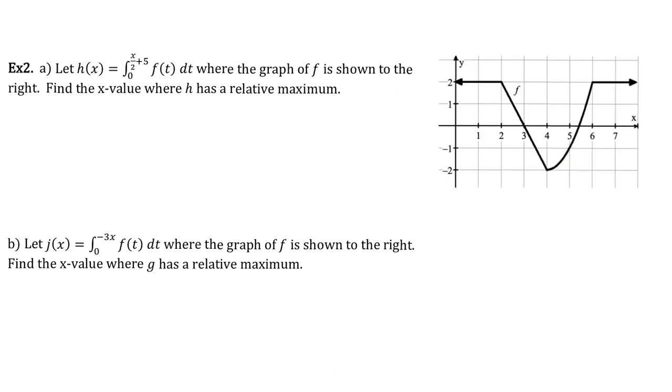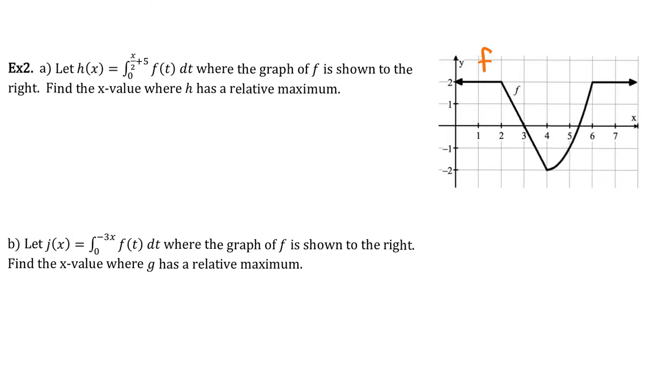Okay, second example is another kind of common question that comes up, and it's a little bit strange, but it's not that bad. Okay, so A, let h of x equal the integral from 0 to x over 2 plus 5 of f of t dt, where the graph of f is shown to the right. So this is the graph of f. Find the x value where h has a relative maximum.